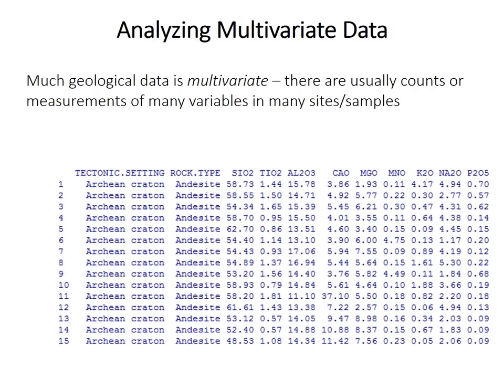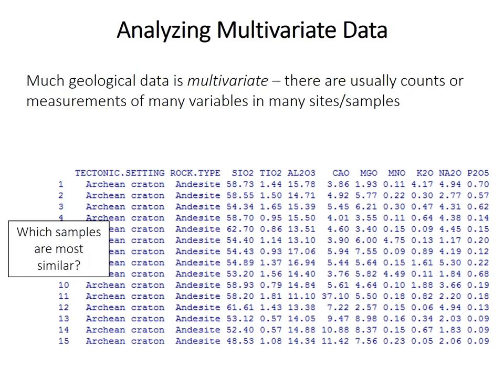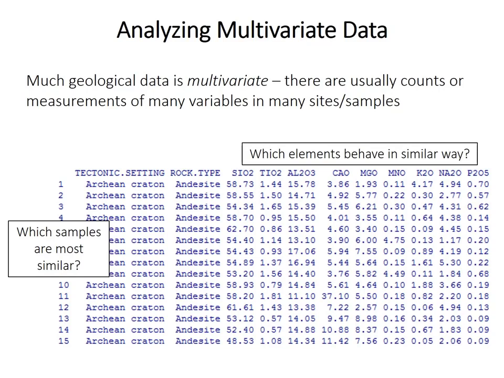So a lot of the data that you encounter as a scientist or a geoscientist is multivariate. There are counts or measurements of many different variables in many different sites or samples. So this type of data is difficult or really often impossible to analyze qualitatively. You can't just look at this and figure out which samples are most similar to each other, or maybe just samples from particular categories, like rock types or tectonic settings in this case, tend to group together. We'd also want to know which variables, like elements in this case, behave in a similar way. And so by knowing these things, we can tell something about the processes that govern the distribution of these samples and their occurrence and their abundances and so forth.